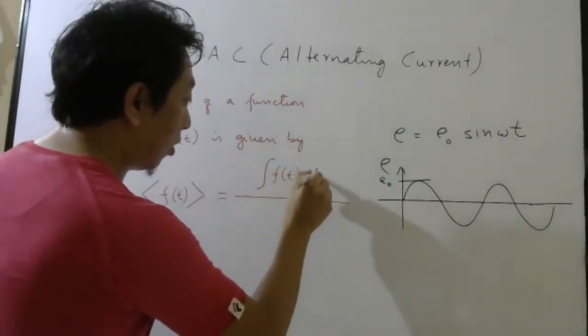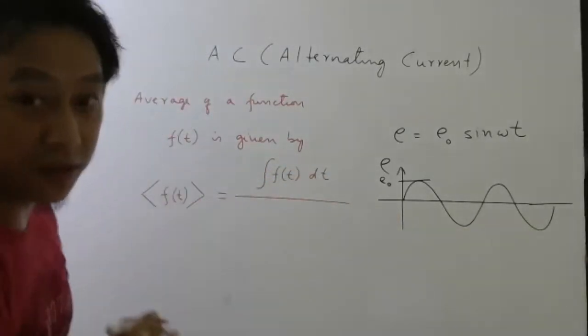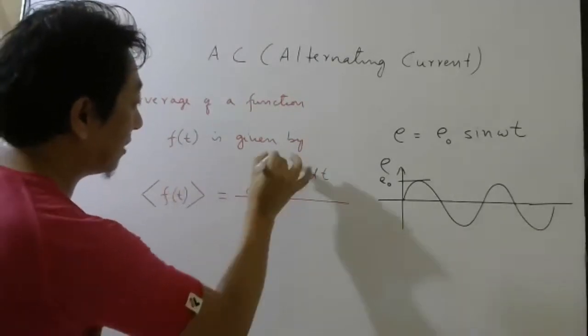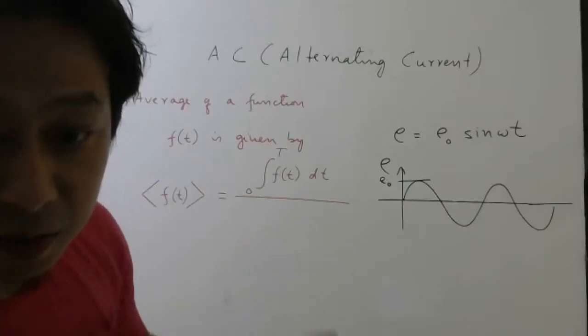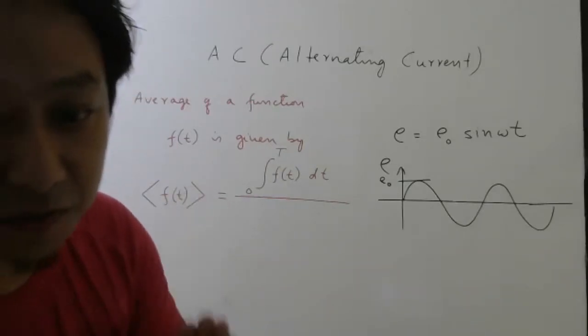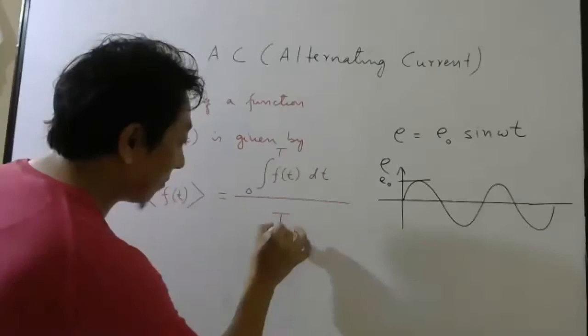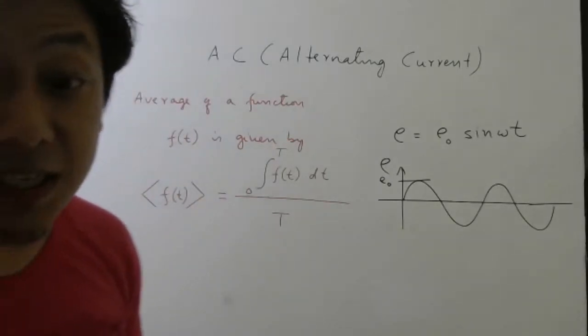You have to add all the values of the function from 0 time to, let's say, time period. Capital T is time period. Then you divide by what? Then you divide by the total time.